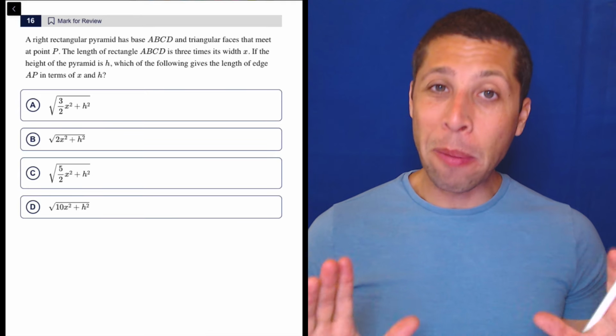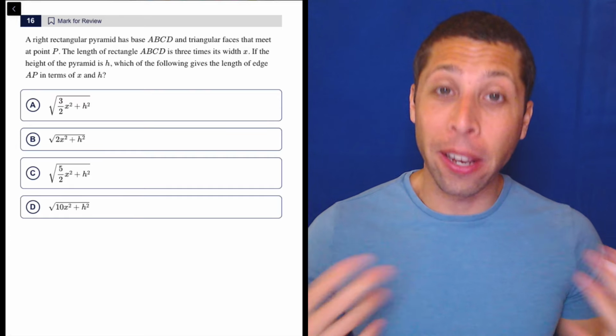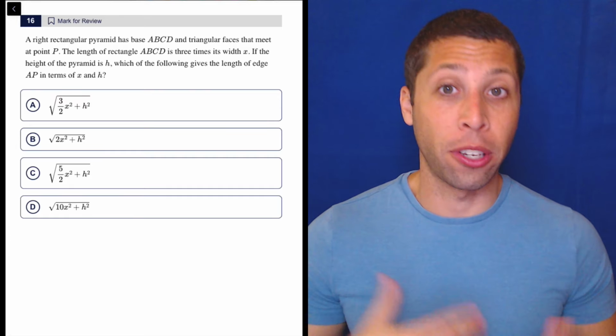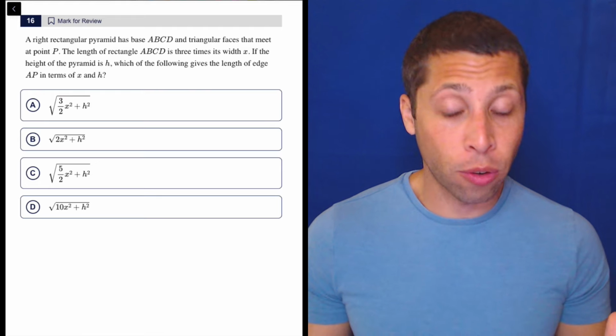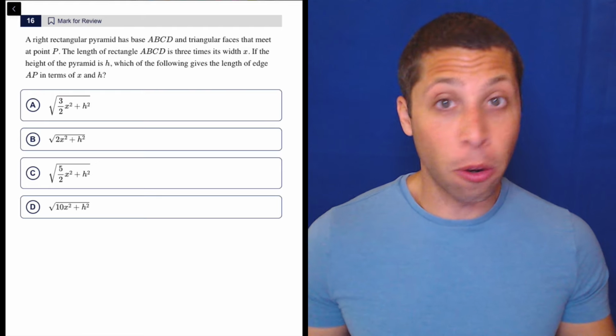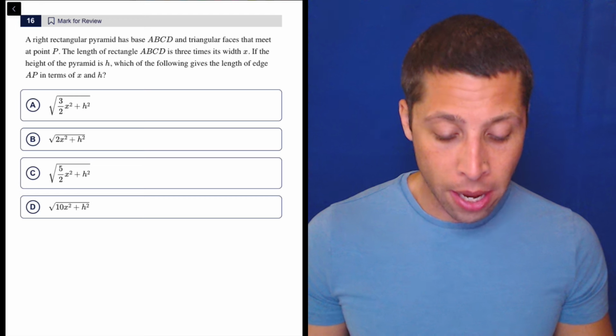All right, I'll admit I may be pushing the limits of what the SAT could ask, but we have seen a lot of geometry questions where you have to kind of draw the picture because they just give you the instructions and then they ask for something weird. So who knows? Maybe we get something like this at some point. So let's take a look at it.